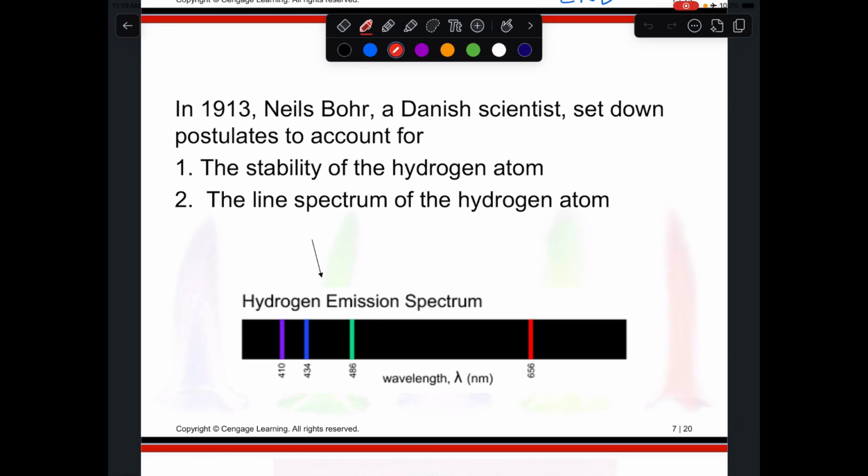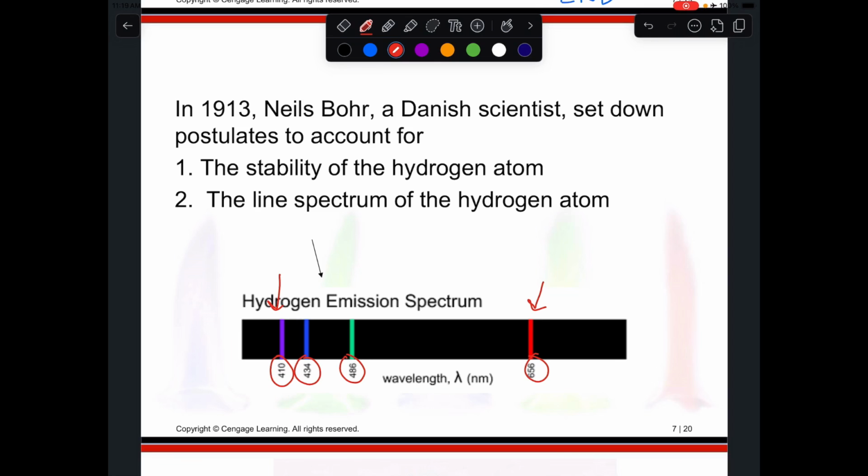We're continuing the discussion of electrons and where they exist in the atom. So in 1913, Niels Bohr, who was a Danish scientist, set down some postulates to account for things he was seeing in the hydrogen atom. What we see here below is an emission spectrum, and each one of these colors that are emitted is a certain wavelength of the visible light spectrum, and we know that's electromagnetic radiation.